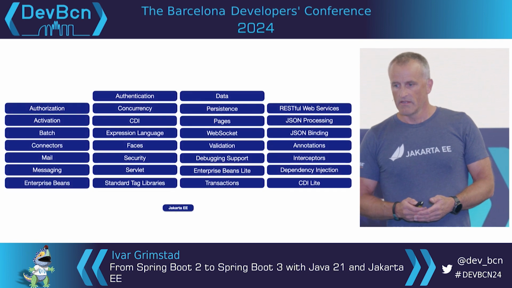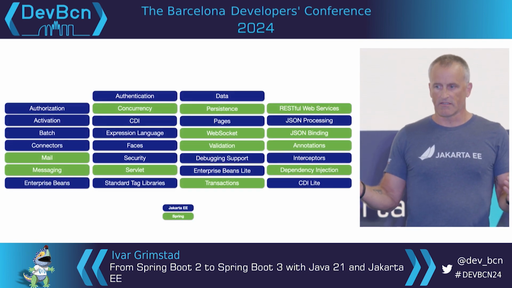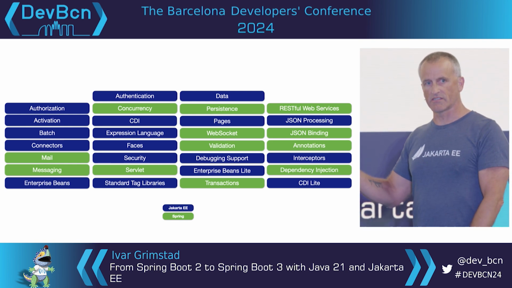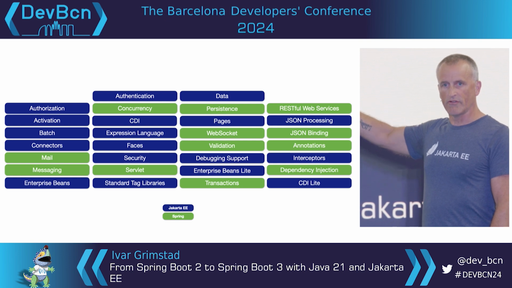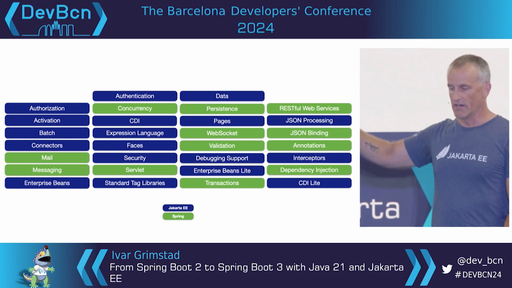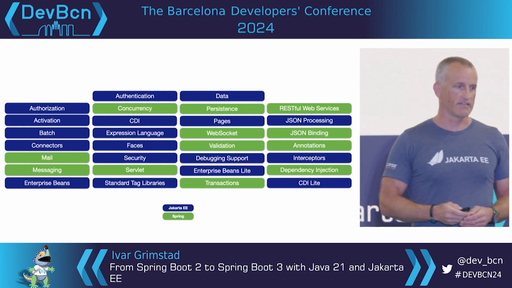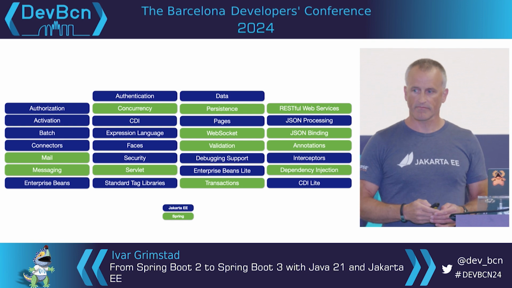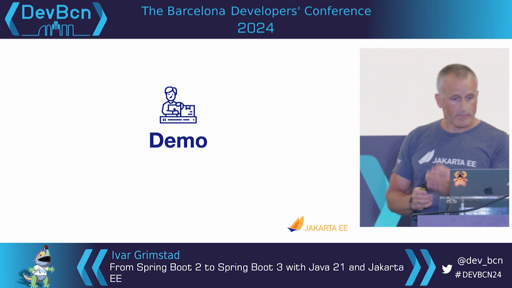So if we make this overlay complete, you can see about half the specifications are indirectly or directly used by Spring. I won't go through all of these now because we don't have time in this talk, but as you see, there are about half of the specifications in Jakarta EE that are directly used in Spring and Spring Boot. So let's do a demo.